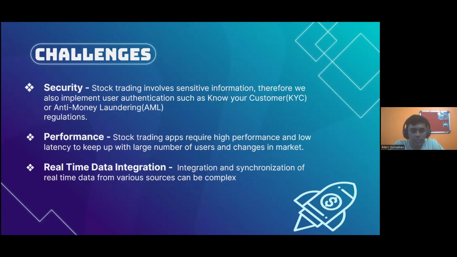Then we also have performance. A stock trading app should have high performance and low latency so that the user can buy and sell extremely quickly, and they can also gather all of the news and make informed decisions as soon as they want. Since the market fluctuates all the time, with multiple changes in a stock's value every second, the latency should be extremely low so that the user can sell fast or buy soon.